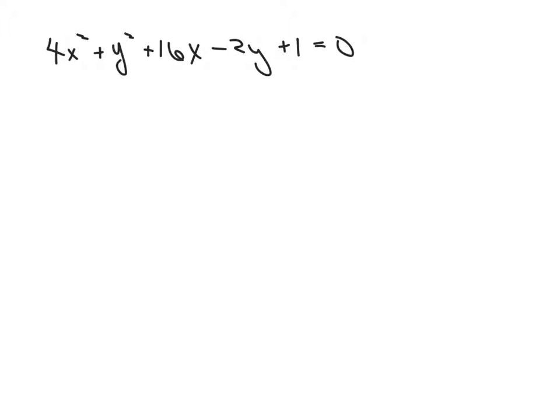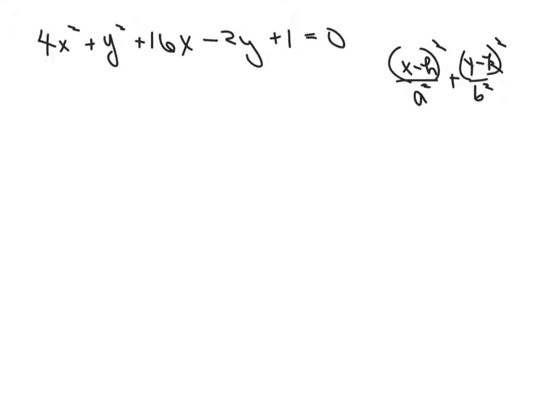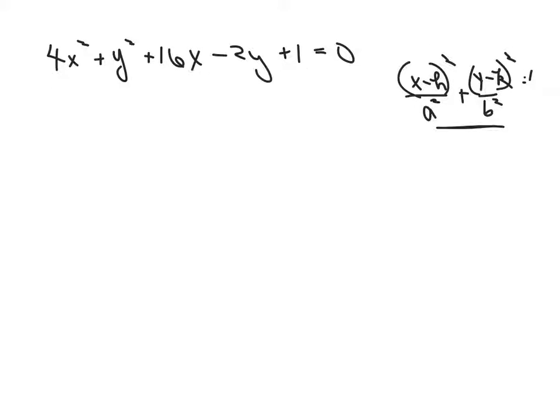So what we're going to do is put it in the form X minus H, the quantity squared, over A squared, plus Y minus K, quantity squared, over B squared, that equals 1. We're going to put it in this form right here. So how do we do that? Well, the first step is to get our X's and our Y's together.